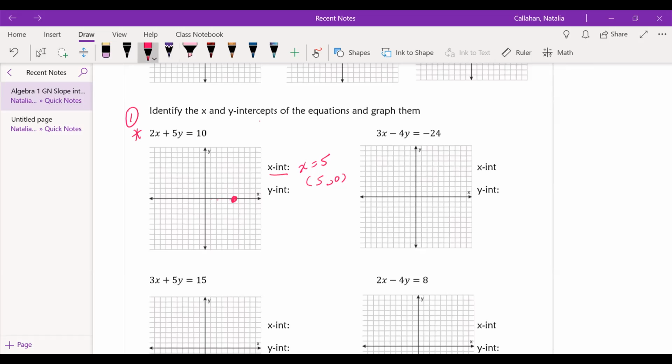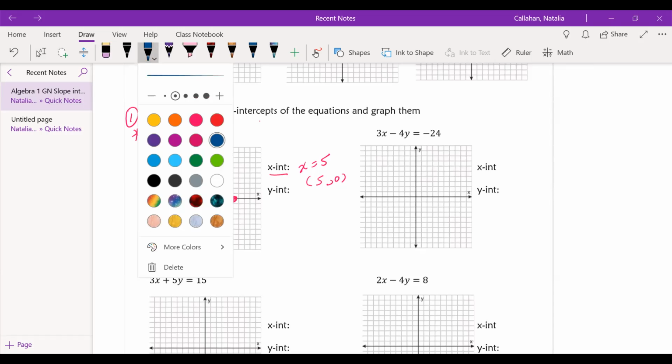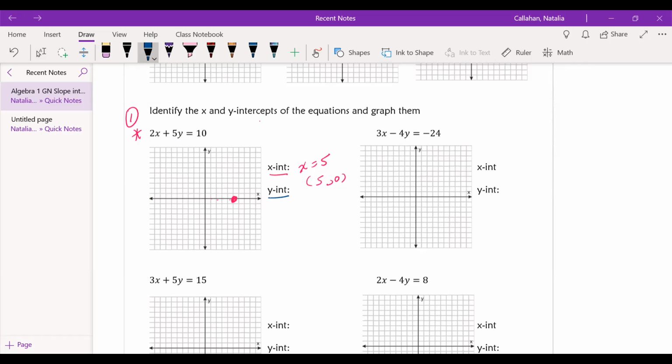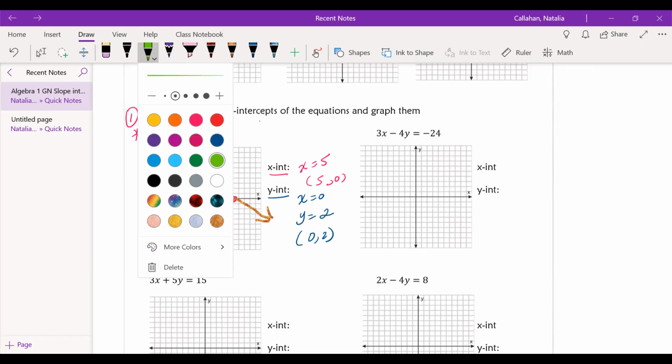Then I'm going to take a look at the y-intercept. For the y-intercept, I will have to assume that x equals 0. So I'm going to take my pen and cover it, and then solve for y. I'm going to divide by 5 on both sides. So then y equals 2. My next point is 0, 2. Now that I have this, I'm going to connect the dots, and this is my line. All right, let's go on to the next one.